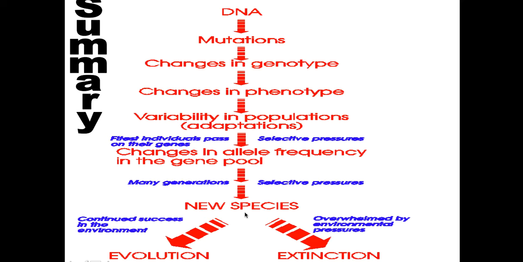All right? So then you have two options. You can go off to the left, and that says continued success in the environment. They will continue to evolve. Or you can go to the right, and if they are overwhelmed by environmental pressures, they can go extinct, so they die. That's sad for them. So that's the overview.